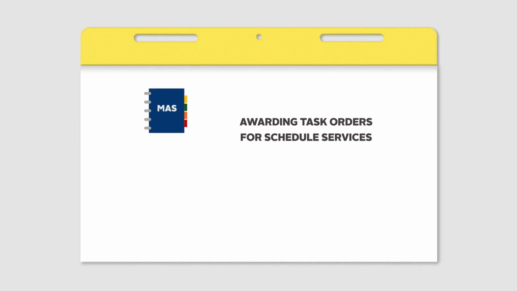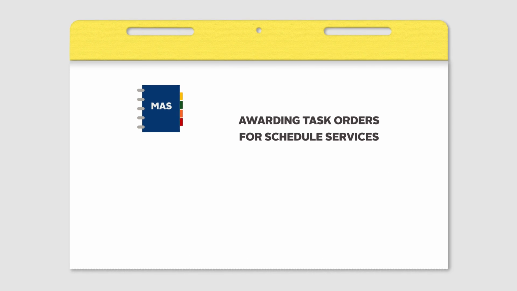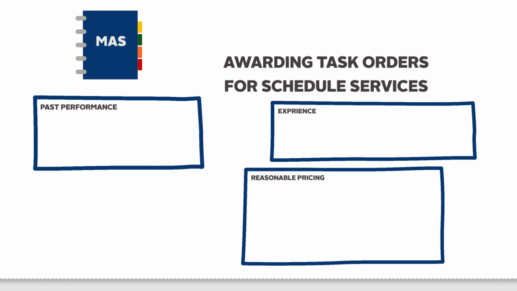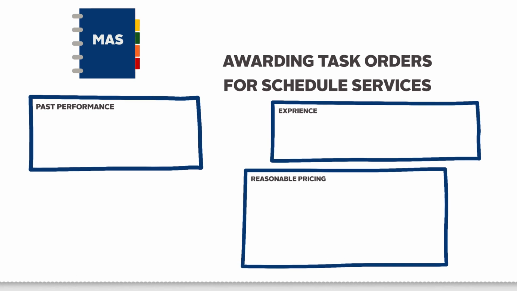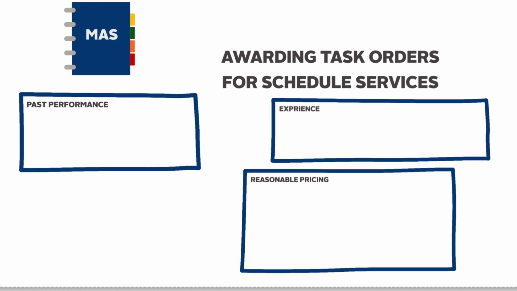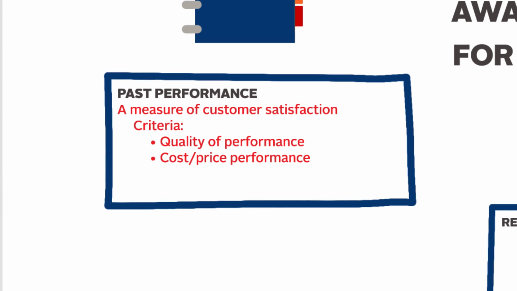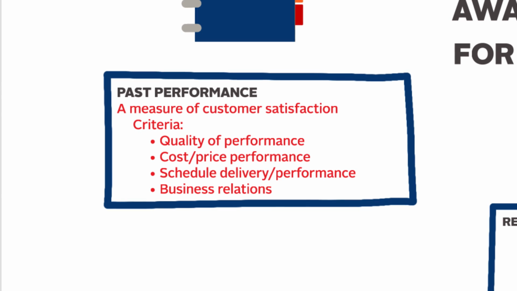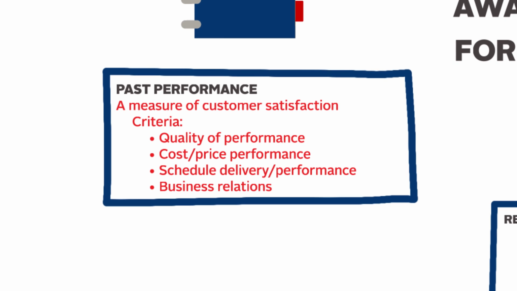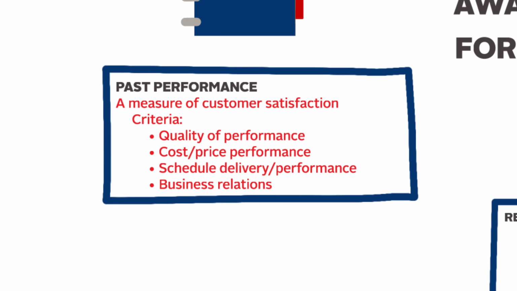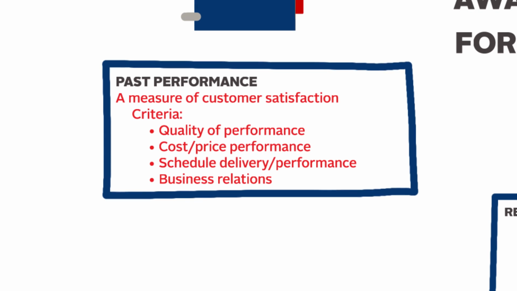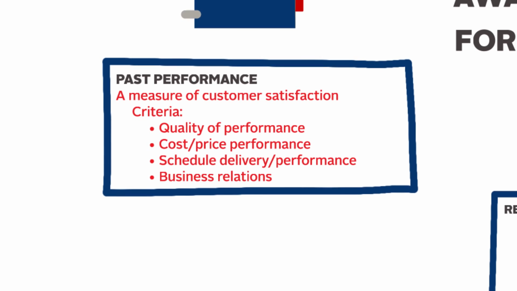Now let's review the factors to be considered when awarding a task order for services. The three major areas for best value are past performance, experience, and price. Let's start with past performance. Past performance is a measure of a service provider's past customer satisfaction and compliance with applicable laws and regulations. In the case of ordering services from a GSA schedule, ordering activities would typically look at the contractor's past performance based on previous scheduled task orders.